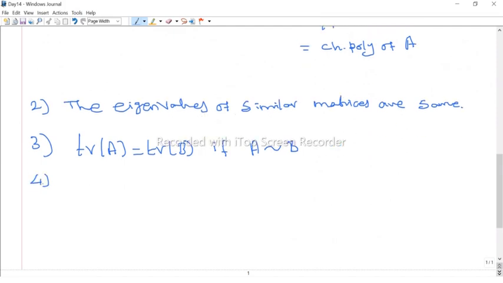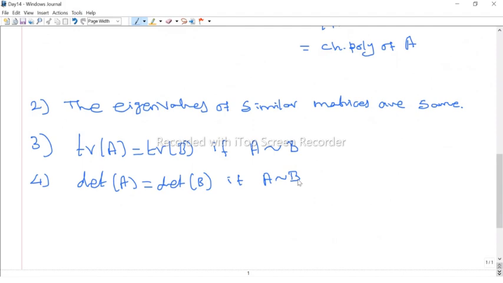Even if you take the determinant, the determinant is nothing but the product of the eigenvalues. We know that the eigenvalues are the same. Therefore, the determinant of the matrix A is equal to the determinant of the matrix B whenever A and B are similar. So if A is similar to B, then the traces are equal, the determinants are equal, and the eigenvalues are also equal. So these are all very important properties of similar matrices.